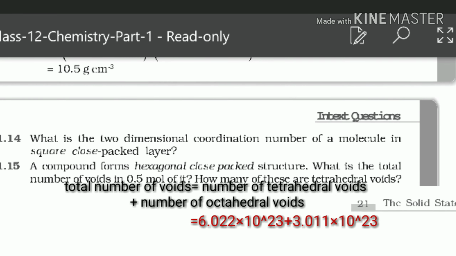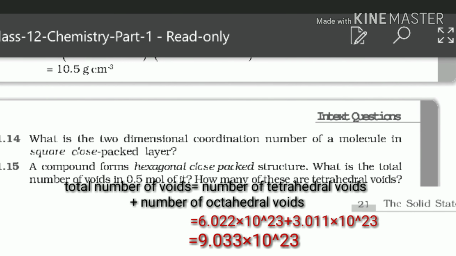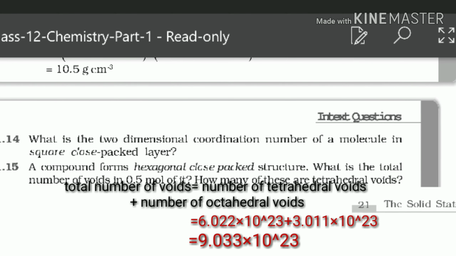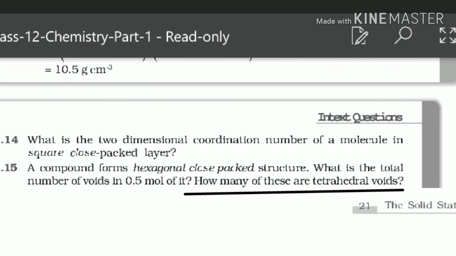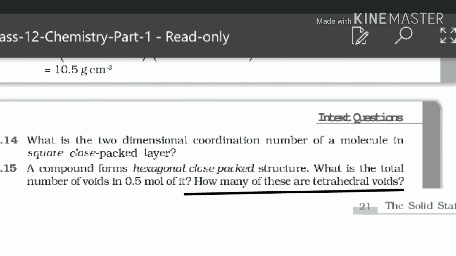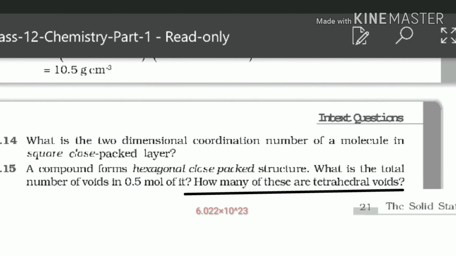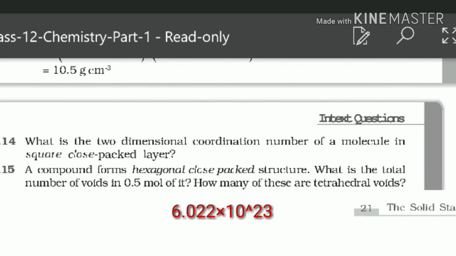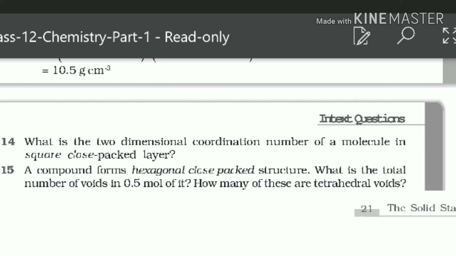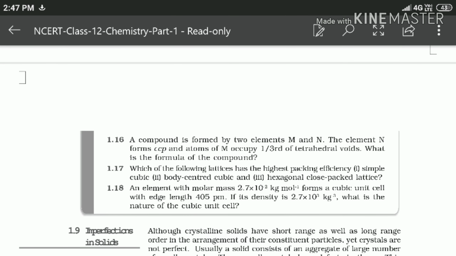So the answer will be 9.033 into 10 raised to the power 23. So this is our first answer, and for the second question, that is how many of these are tetrahedral voids, the answer will be 6.022 into 10 raised to the power 23. I hope both these questions are clear. Let us now move to the next question.